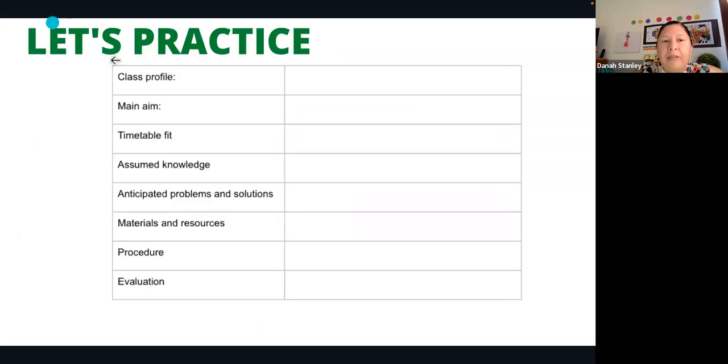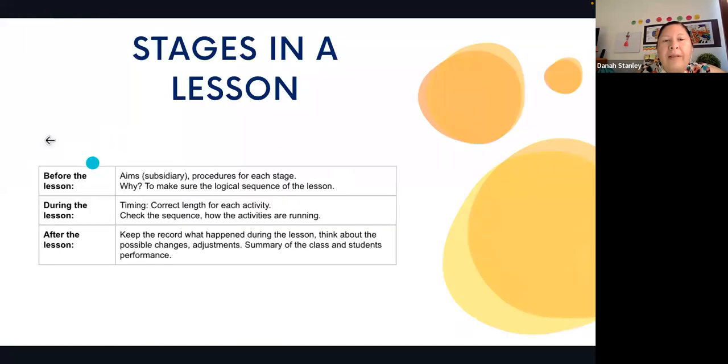So apart from this important information, I need to know what happened in the previous lesson, probably the main aim from the previous lesson plan, what they are going to do during the lesson, and what is going to happen after the lesson. For example, during the lesson, I need to have the timing, very important, so I can be conscious about the period of time I spend on every single activity.